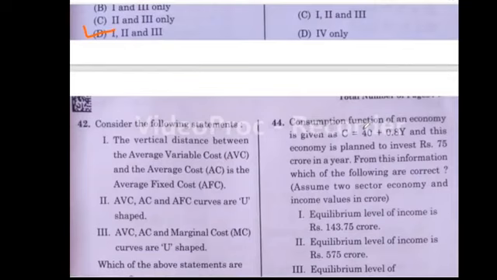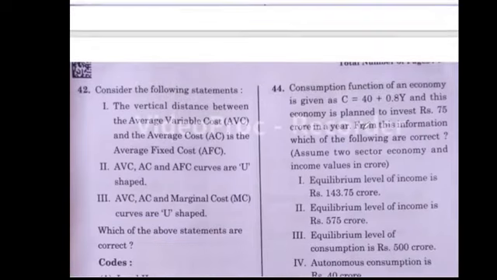Yes, a detailed explanation also I will try to give in our next video. So many students and candidates were asking me for these answer keys, so I tried to provide them in very little time. So question number 42, consider the following statements.